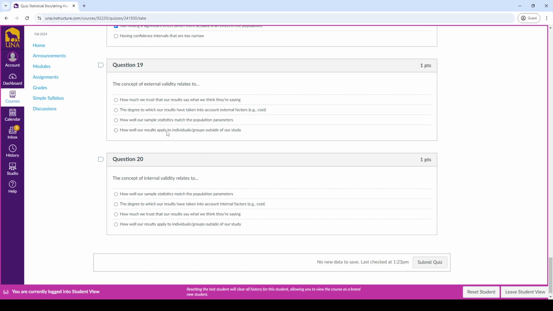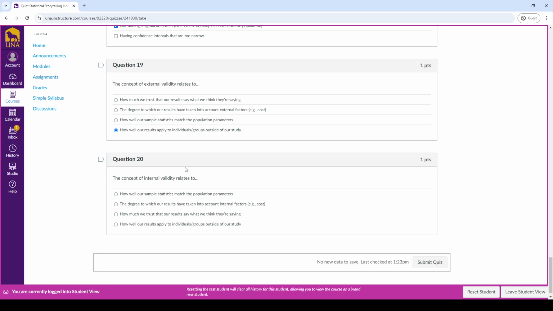This is actually the definition of statistical bias. How well our results apply to individuals, groups outside of our study. So this is external validity. We have this group that we studied. To what degree are these results applicable outside of this immediate context? That is the concept of external validity.